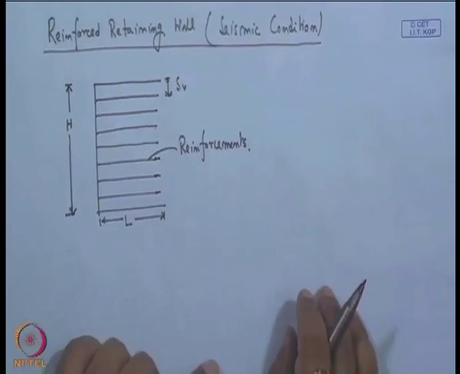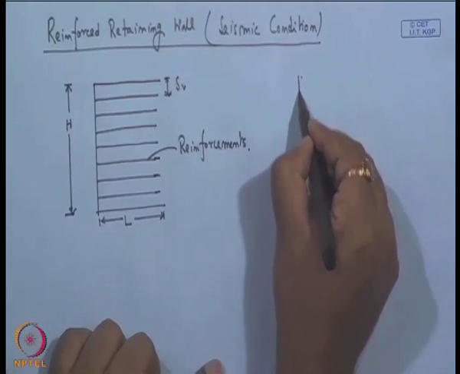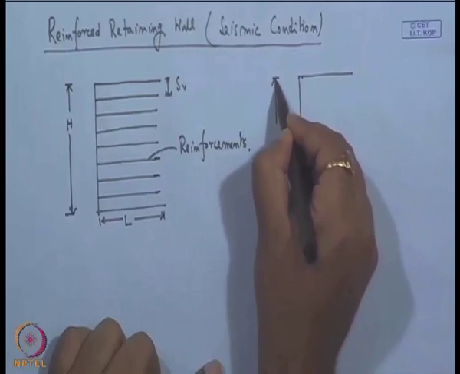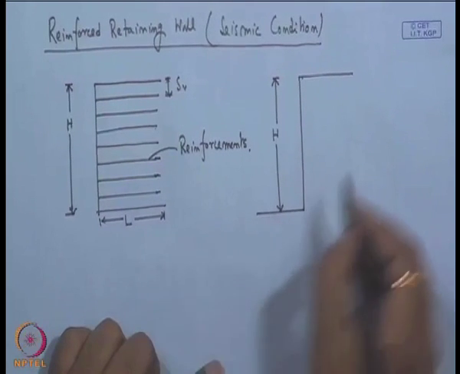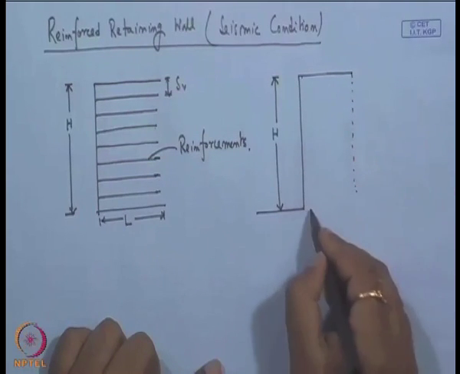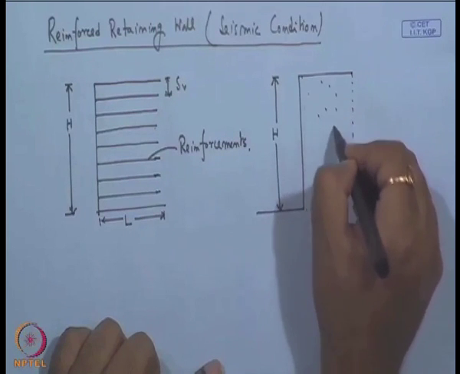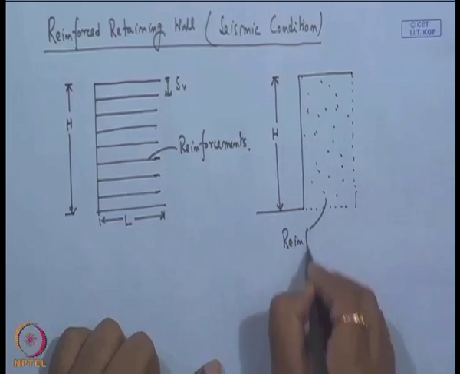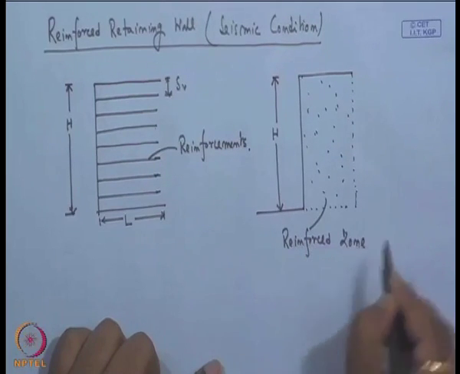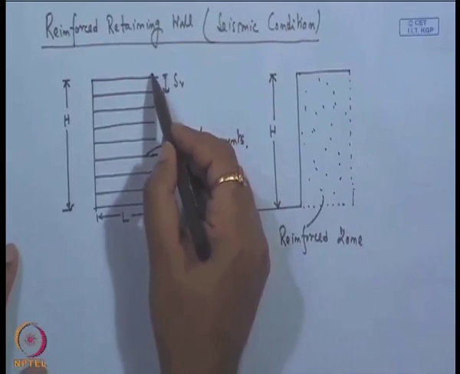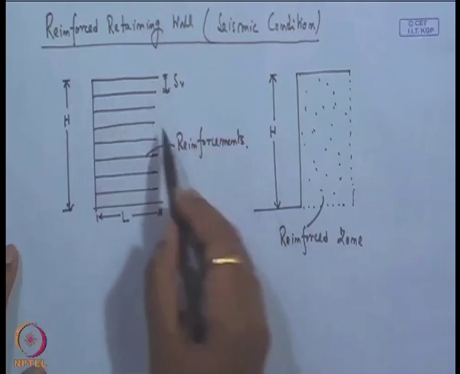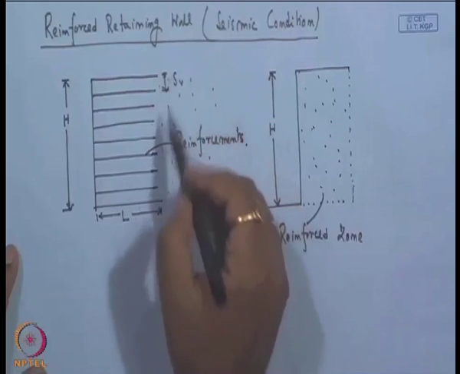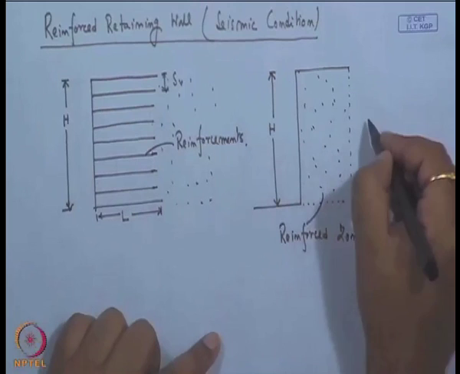Now, we can consider it in two parts. This is the H, and this one is up to the reinforced zone. You can write this is the reinforced zone. In the retaining wall design, the reinforcement will be provided up to this length. Up to this is the reinforced zone, and after that there is also soil, but it is not reinforced. This one is the unreinforced zone, because the required length of the reinforcement may be only up to this. So, we will call this the reinforced zone and this the unreinforced zone.